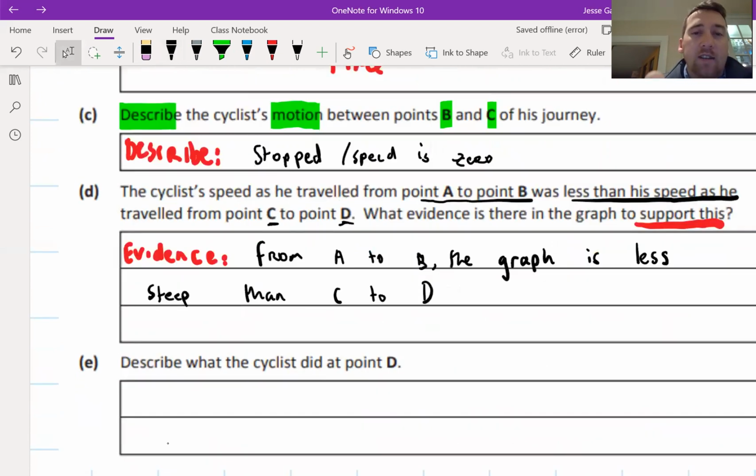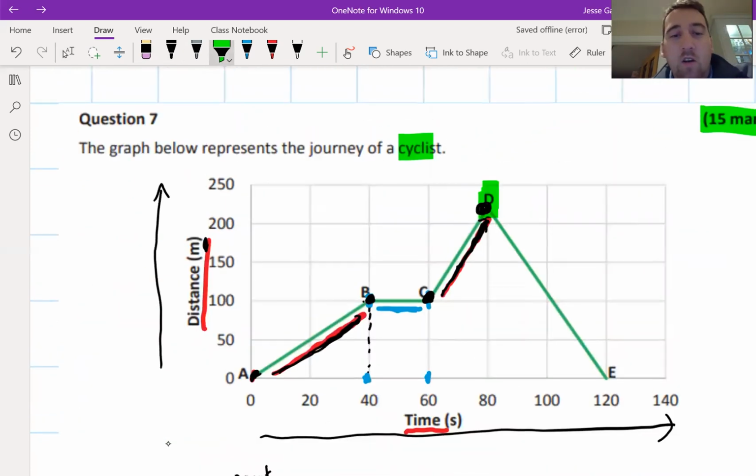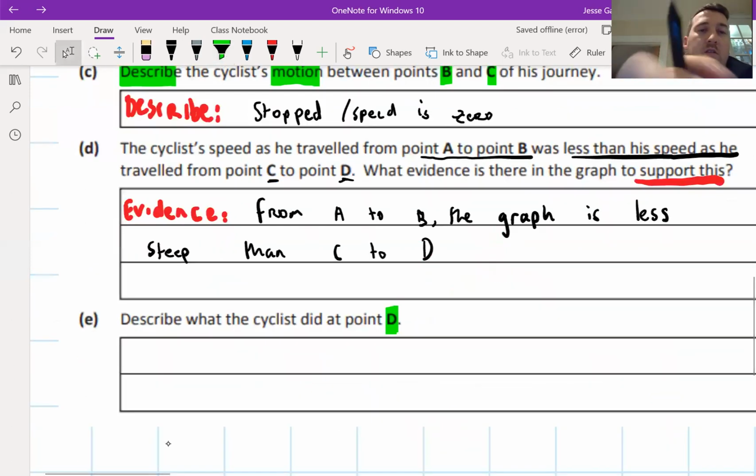Describe what the cyclist did at the point D. So at the point D, what does the cyclist do? Once he got to here, what happened? Again, we want to pause the video and figure out what happened. Remember, this is the distance he was away from a certain point. What happened when he got to D? Pause the video and write down, describe what happened. Describe is what you're asked to do.